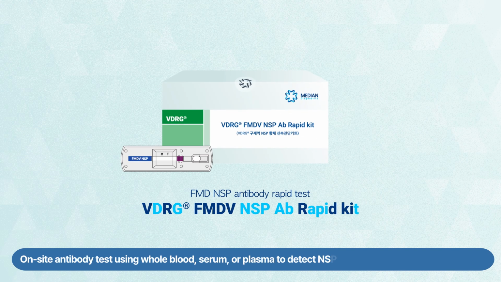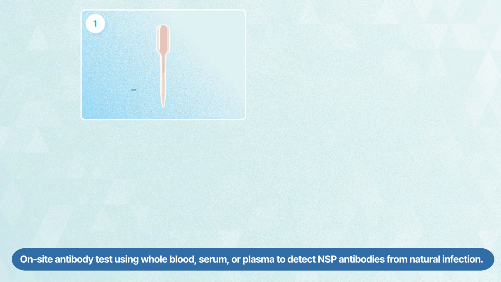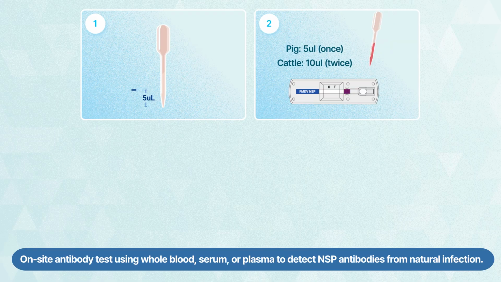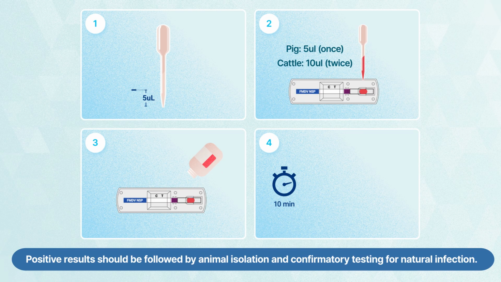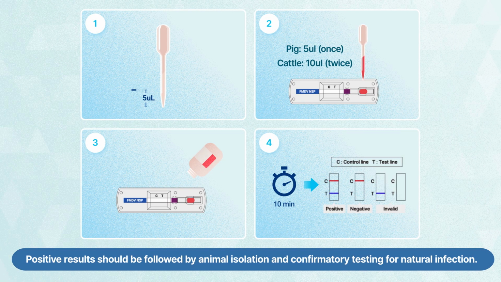Next, we introduce the FMD NSP Antibody Rapid Kit. It can be used on-site with whole blood, serum, or plasma samples to detect NSP antibodies from natural infection. Positive results should be followed by animal isolation and confirmatory testing for natural infection.